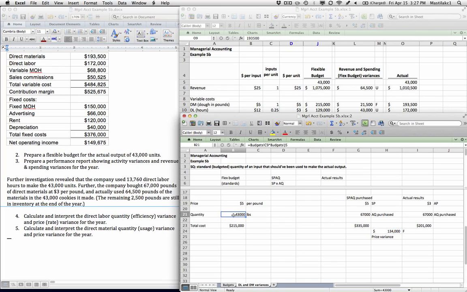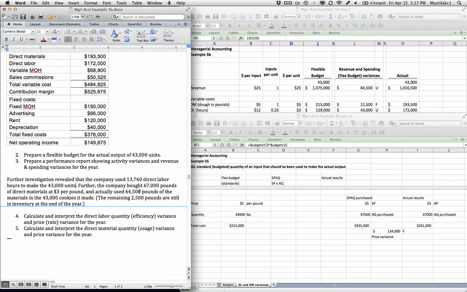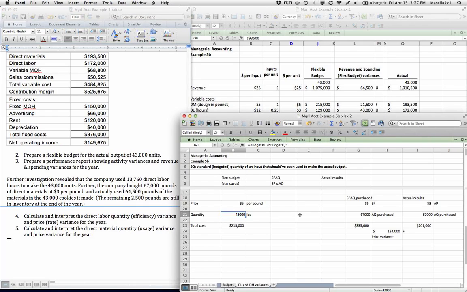The other side of our variance, the quantity variance, which is called a usage variance for direct material, we want to compare the 43,000 pounds that should have been used to make our 43,000 cookies with the amount that actually was used. We're told that 64,500 pounds of the material were used in making the cookies. So we're going to compare our standards, our flex budget, or our standard price times standard quantity, to our standard price times actual quantity used.